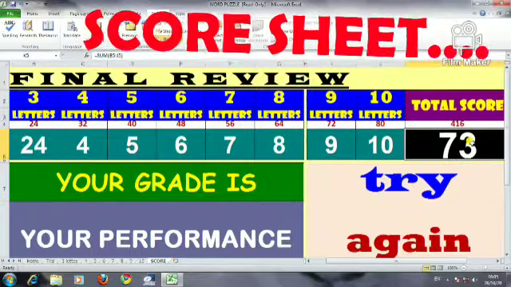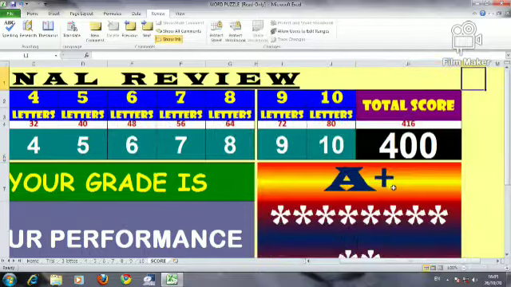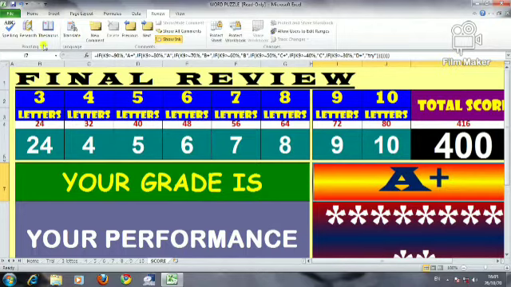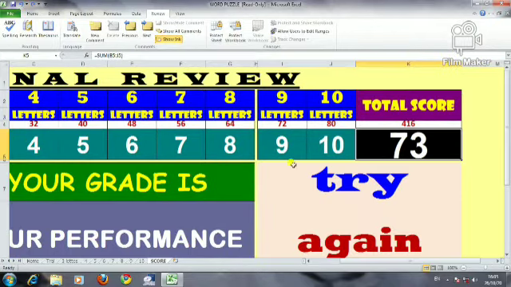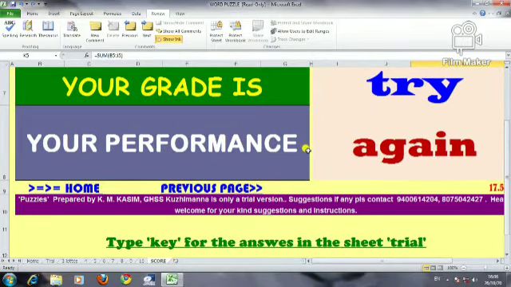Now suppose we have got 400 marks. What will be the score? A grade and 10 stars will be given. Now try to get it anyhow. So that's all about this worksheet.